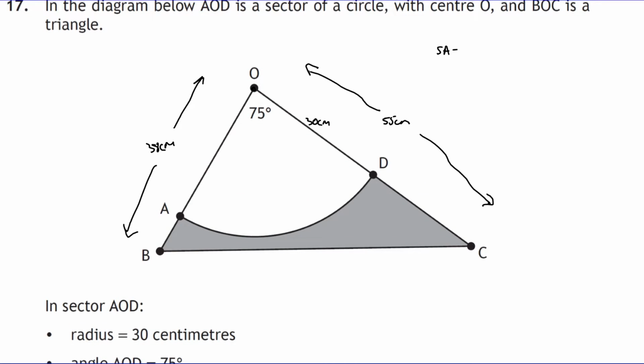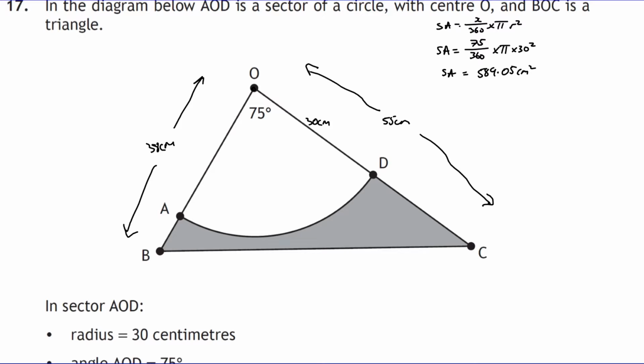So the sector area is angle over 360 times pi r squared, so 75 over 360 times pi times 30 squared. Should really write out the formula: angle over 360 times pi r squared. That gives us the sector area, 75 divided by 360 times pi times 30 squared. That's 589.05 cm squared. Okay, so the area of this white part is 589.05.